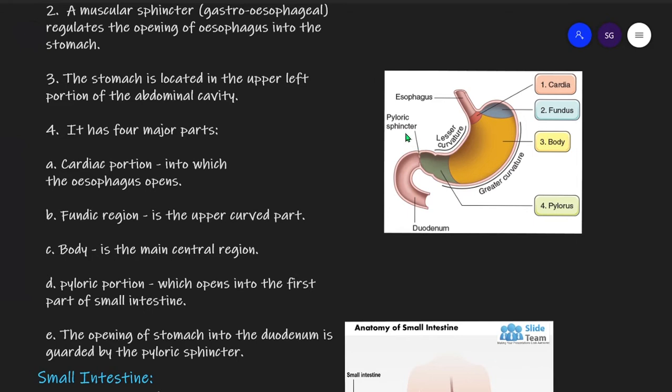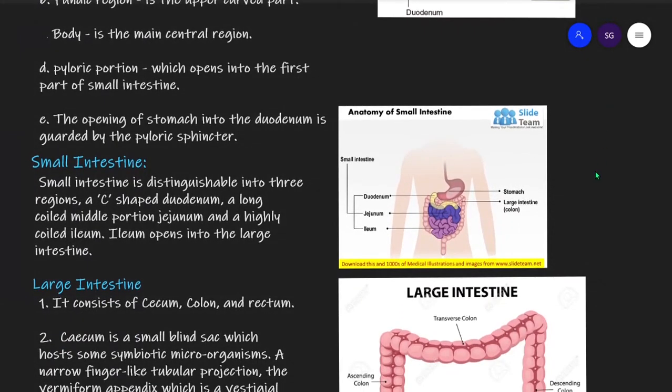Again, the sphincter, what does the sphincter do? The sphincter will allow the passage of food from the stomach to the intestine, but will prevent the backward passage of food from the intestine to the stomach. So the pyloric sphincter will regulate the passage of food from the stomach to the intestine. Now, as we have studied, the stomach opens into the small intestine. Now we will take the next portion, the small intestine.